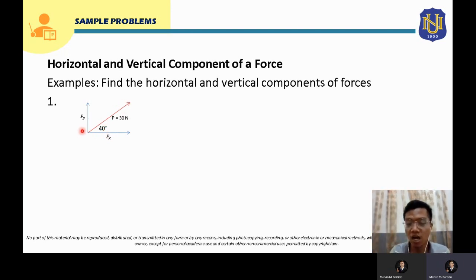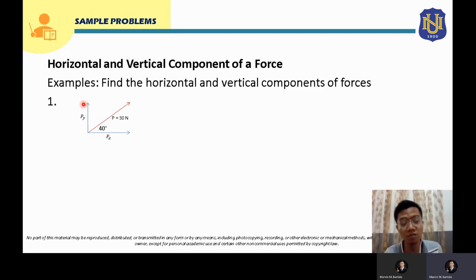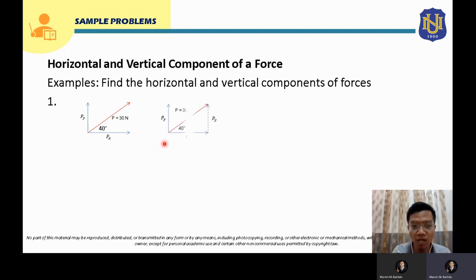In this case, the horizontal component of this force will be Px, and the vertical component will be Py. It will be directed in the same direction as your resultant. Since your resultant is directed to the right, your horizontal component should be directed to the right as well. And since the resultant is directed upward, your vertical component should be directed upward. So these will be the vertical and horizontal components.